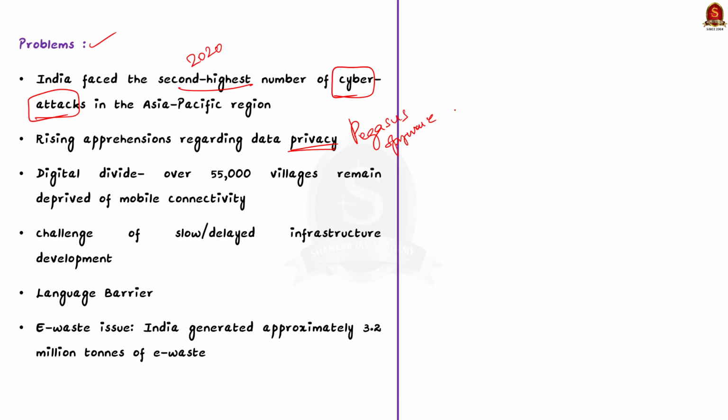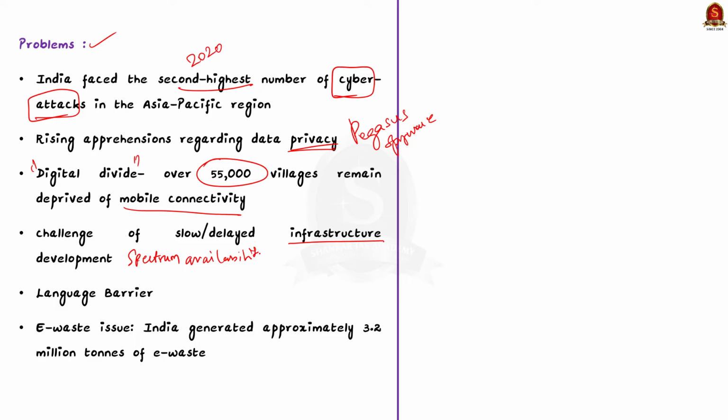Next is the digital divide. For Digital India to have a large-scale impact on citizens across the nation, the digital divide needs to be addressed through last-mile connectivity in remote rural areas, as currently over 55,000 villages remain deprived of mobile connectivity. Next is lack of infrastructural development. The biggest challenge faced by Digital India is slow or delayed infrastructure development. Spectrum availability in Indian metros is about a tenth of that in cities in developed countries, which has put a major roadblock in providing high-speed data services.